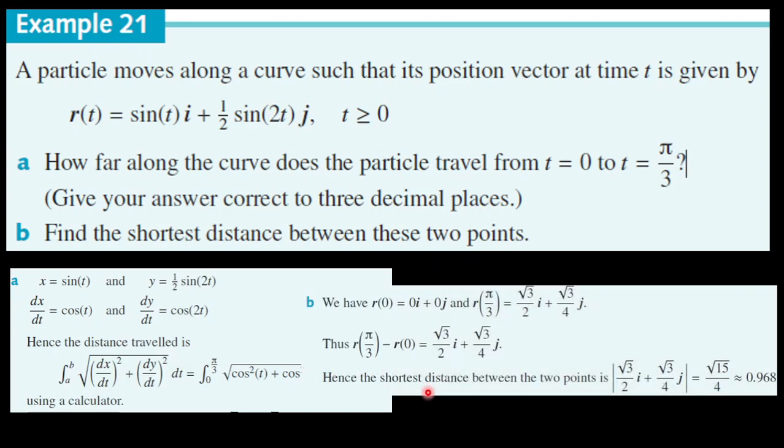Alright, with part B, you need to find the shortest distance between the 2 points. So when t equals 0 and t equals pi on 3, you evaluate those two vectors. Then you do the difference of the position vectors. From that, you get the modulus, and that will give you the exact answer of root 15 over 4, which should be the answer. You don't really need to round it up. It's probably, if you estimate it, to compare your answer to part A.